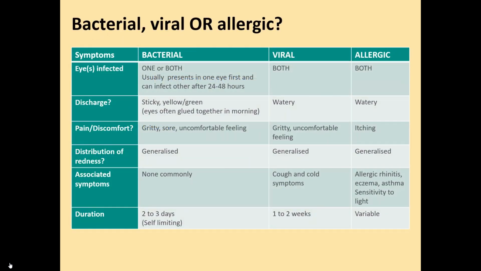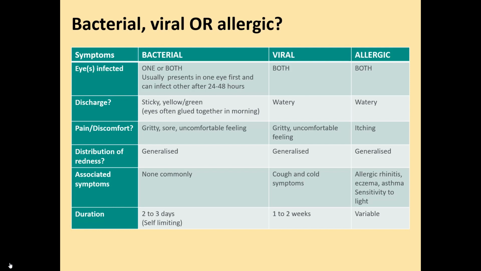So here we've got a table which gives the common symptoms of each type of cause of conjunctivitis. You'll see with bacterial conjunctivitis it tends to be self-limiting and of relatively short duration. With viral conjunctivitis, it often will go on for 1 or 2 weeks. And then with allergic conjunctivitis, duration is variable depending on the cause of the allergy.